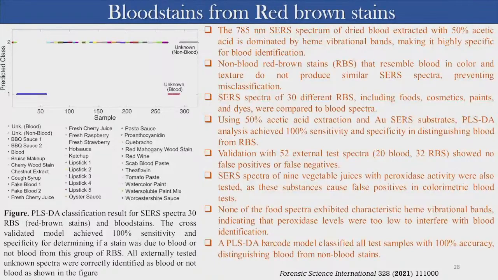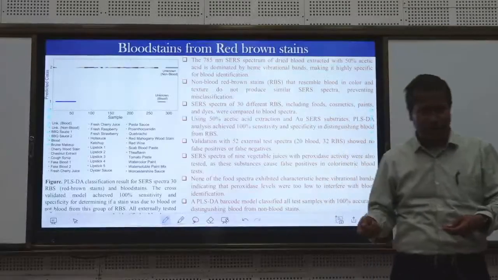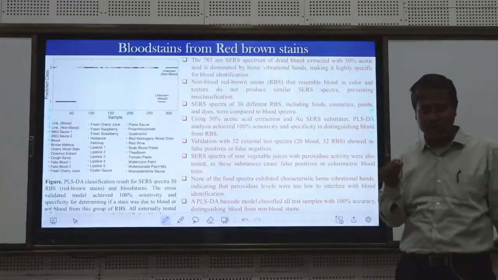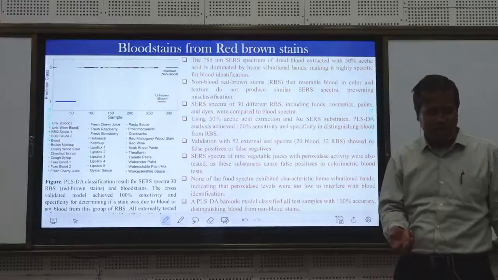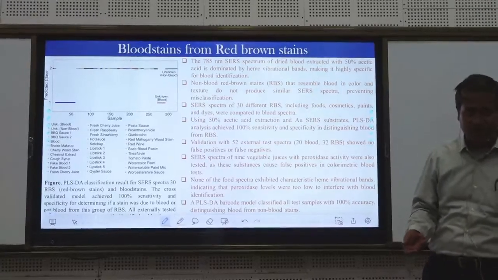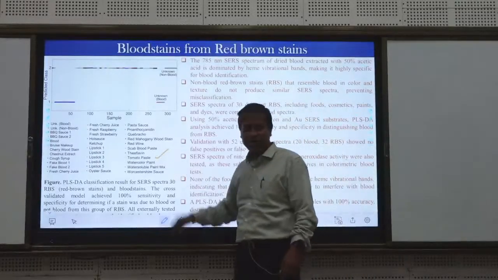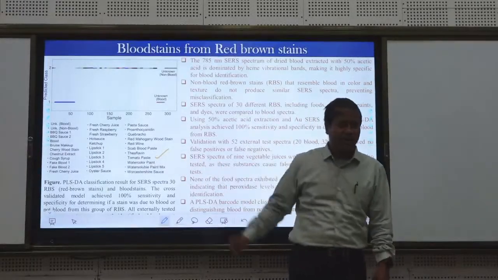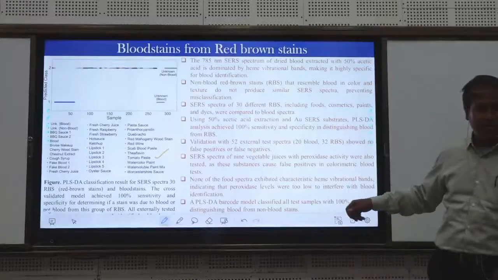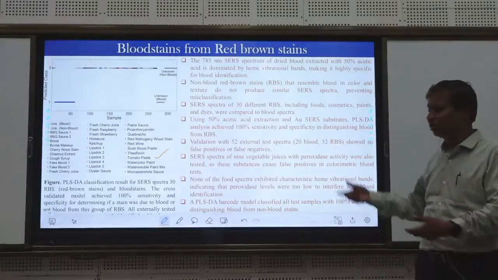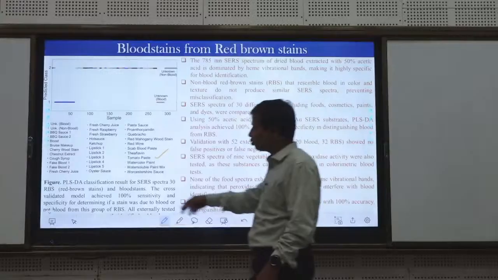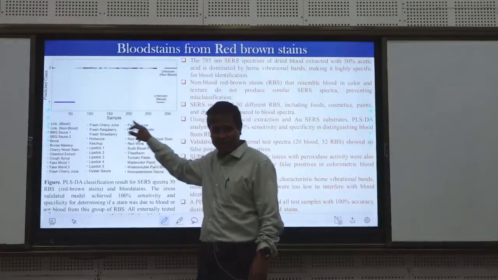Now if you have a red-brown spot somewhere, on some cloth or anywhere, you can think it is blood, dried blood, or it may be something different like tomato ketchup and all these things. So this technique is also helpful to say whether it is human blood or something else. Lipstick, so many things they have studied.